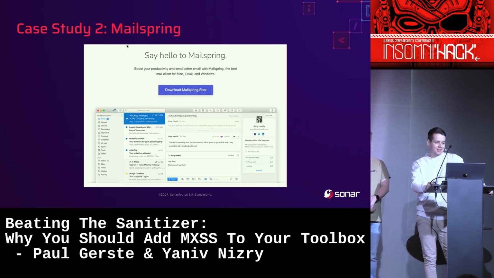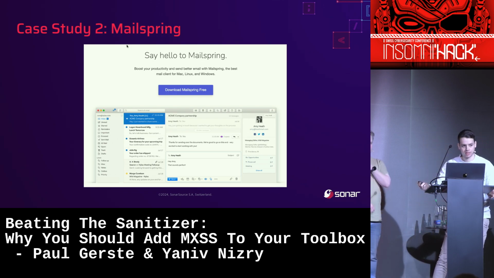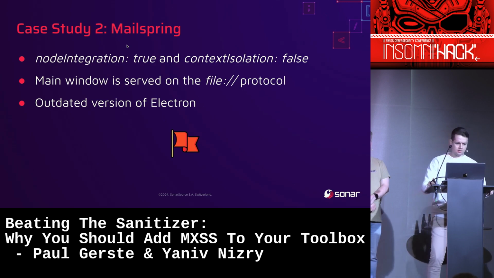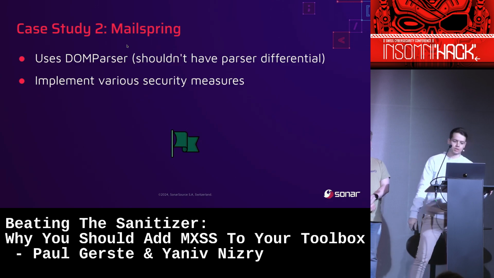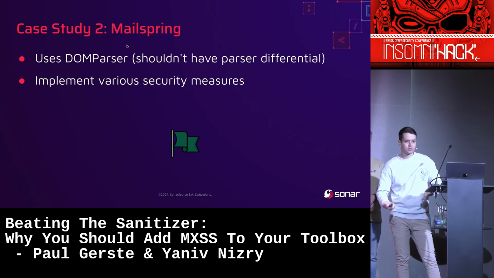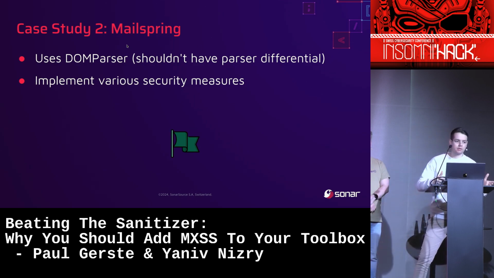Okay, our second example, Mailspring. Mailspring is an email client app, also written in Electron, and it has some really good red flags, not following some of the security measures of Electron. But when taking a look at the green flags, when sanitizing, they do use the DOM parser. So it shouldn't have a lot of parser differentials. DOM parsers, for those of you who are not familiar, are the built-in parser within our browsers and Electron.